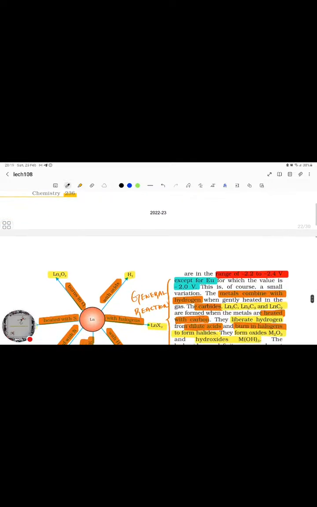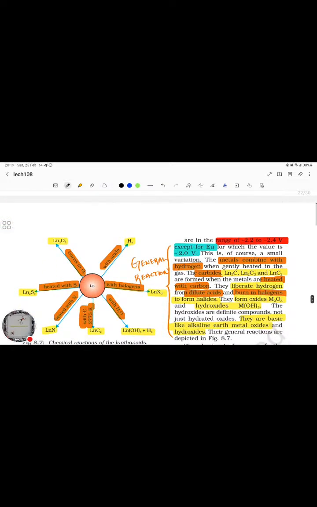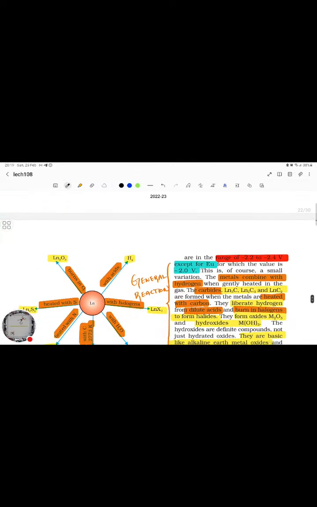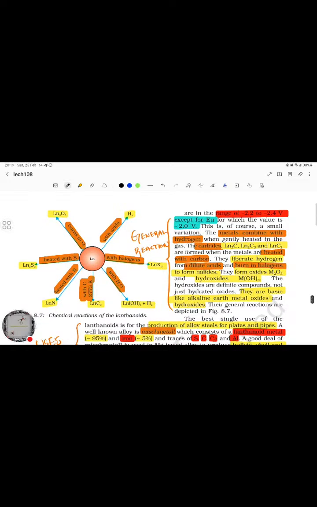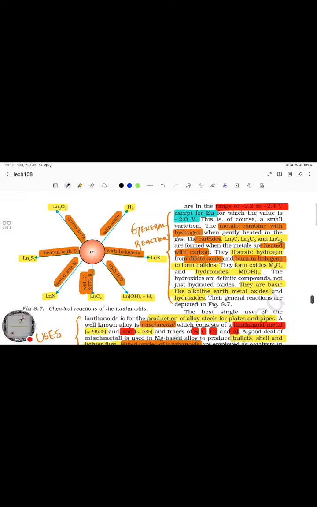So basically they have given the range of electrode potential values for the half cell reaction, that is, for accepting electrons. Reduction potential values are given. The metals combine with hydrogen when gently heated in the gas, and the carbides Ln3C, Ln2C3 and LnC2 are formed when the metals are heated with carbon. They liberate hydrogen from dilute acids and burn in halogens to form halides.